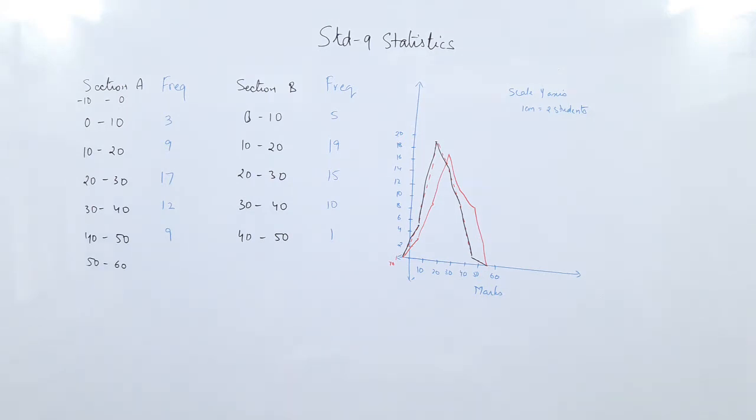We have to compare which class has done better. Now how do you see from the frequency polygon which class has performed better? Which can you say has performed much better? Can you say which class has done much better? We can say that section B has done marginally better than section A. Section A there are more toppers. You can see between 40 and 50 there are 9 students. But on an average, section B has done slightly better than section A.